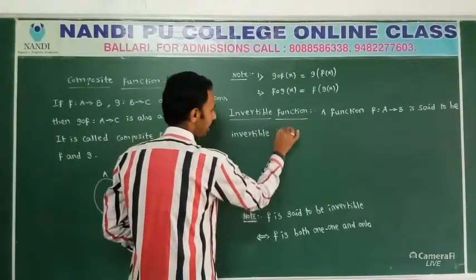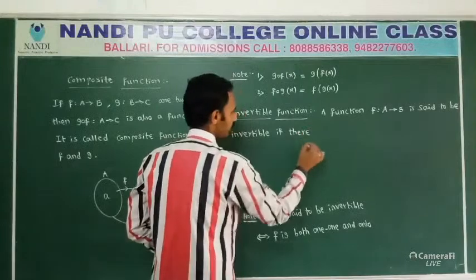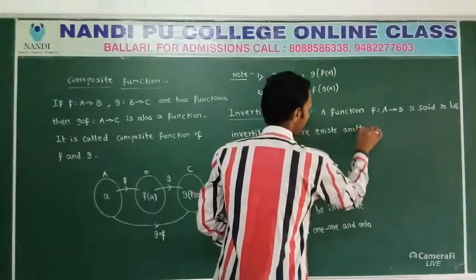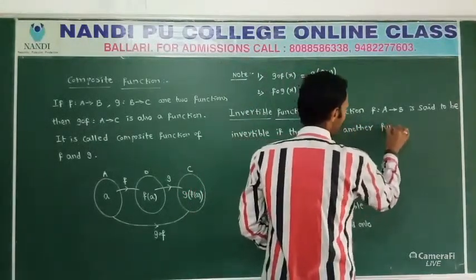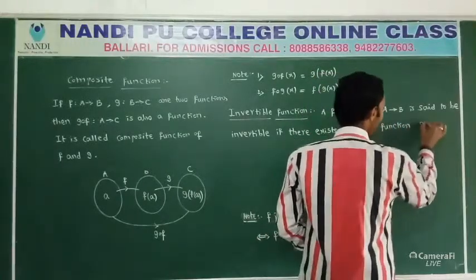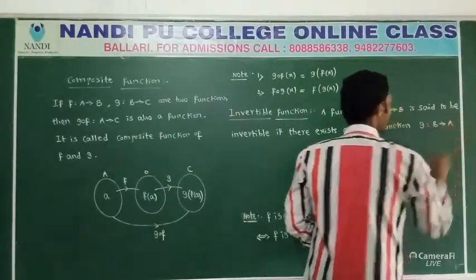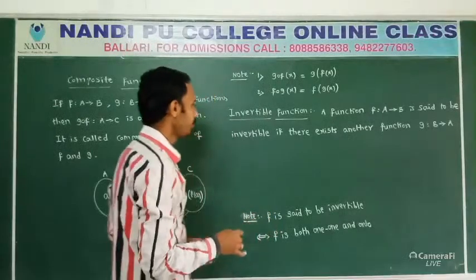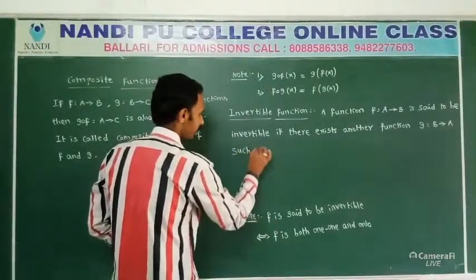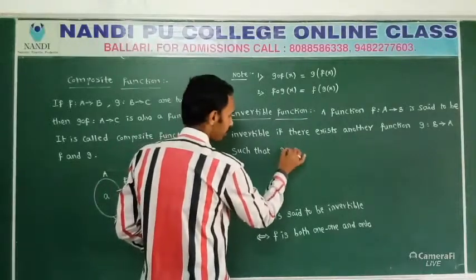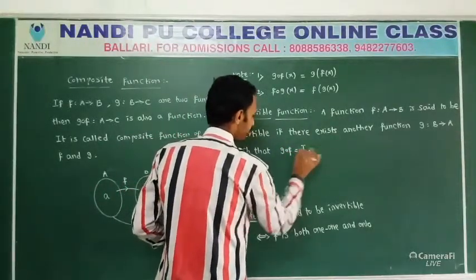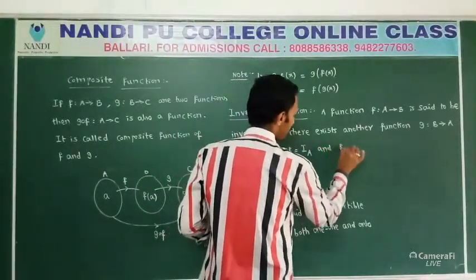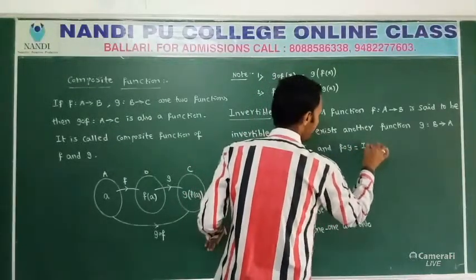if there exists another function g: B to A. F goes from A to B, G goes from B to A, such that g circle f is equal to I_A and f circle g is equal to I_B.